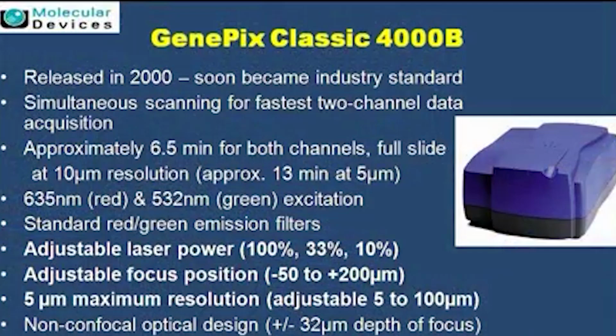So GenePix Classic 4000B is called Classic because it was first introduced in 2000. But after that, everybody started loving this machine, owing to the fact that it has 6.5 minutes of simultaneous scan. The meaning of simultaneous scan is both lasers scan at the same time, so you have very little time for scanning. Apart from that, it has two lasers, 635 and 532 nanometers, which are classically used for Cy3 and Cy5, and they're on compatible dyes.